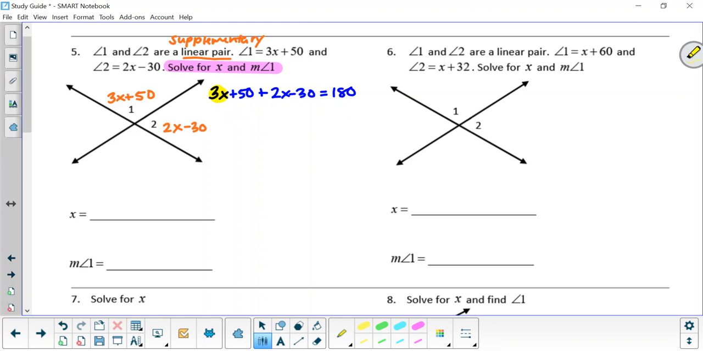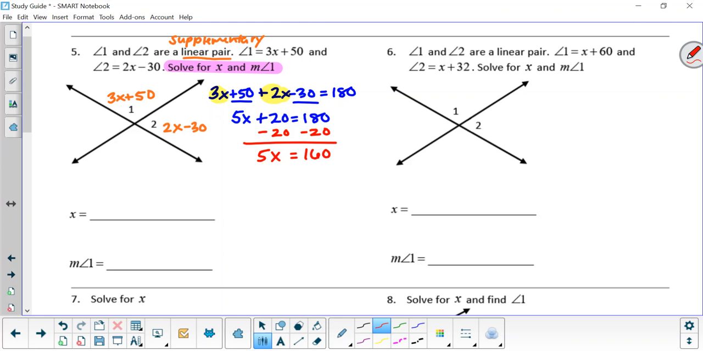Now I'm going to combine my like terms. So I have 3x plus 2x, which gives me 5x. Then I have 50 minus 30, which gives me 20. Well, that still equals 180. Now if I solve for x, we get 5x to equal 160. Divide by 5. X equals 32. So x equals 32.